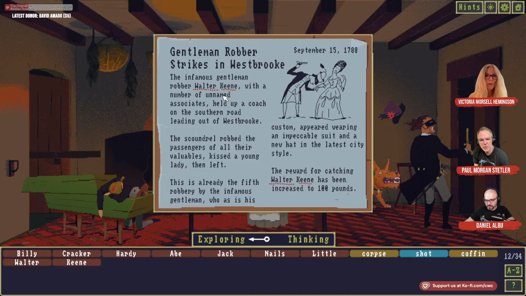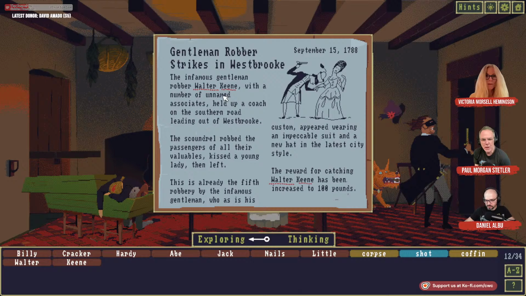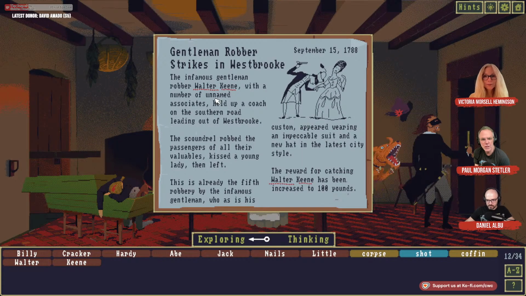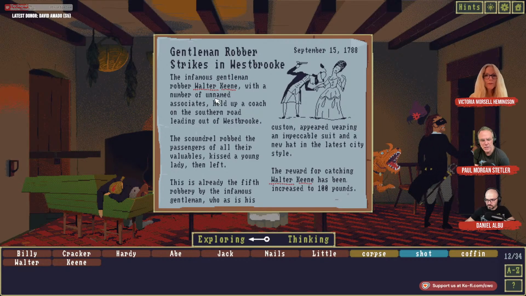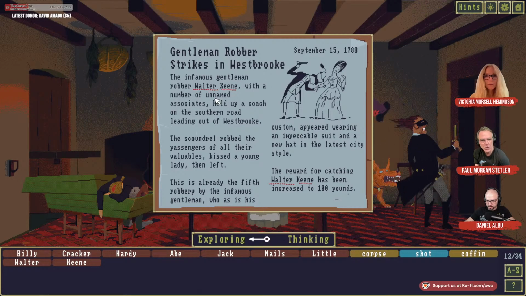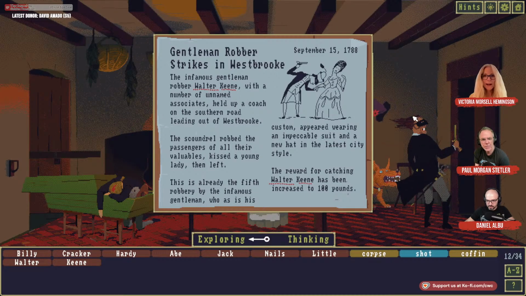The infamous gentleman robber Walter Keene, with a number of unnamed associates, held up a coach on the southern road leading out of Westbrook. The scoundrel robbed the passengers of all their valuables, kissed a young lady, then left. This is already the 5th robbery by the infamous gentleman who, as is his custom, appeared wearing an impeccable suit and a new hat in the latest city style. The reward for catching Walter Keene has been increased to 100 pounds. Is that Walter Keene on the right there? He looks impeccable. Yeah, that looks like him with the mask.